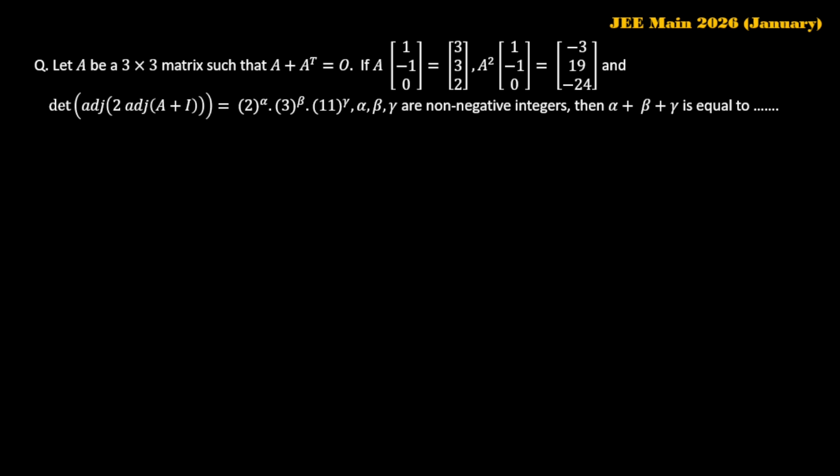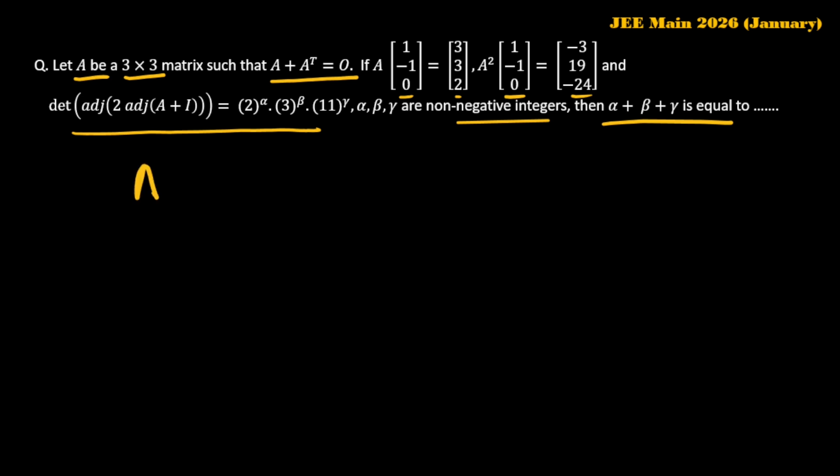In the question, it is given that A is a 3 cross 3 matrix such that A plus A transpose is equal to 0, that means A is a skew symmetric matrix, and two conditions are given. A multiplied by this matrix is equal to this matrix, and A square multiplied by this matrix is equal to this matrix. And also one condition, this expression is equal to this expression, where alpha, beta, gamma are non-negative integers. Then it asks what is the value of alpha plus beta plus gamma.